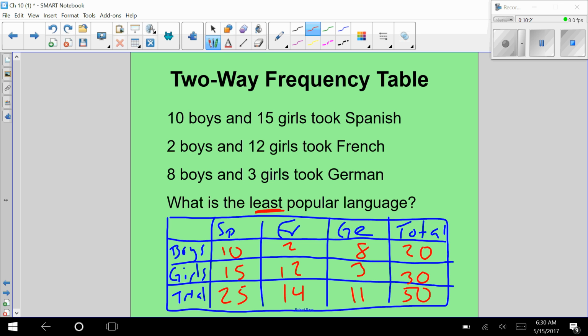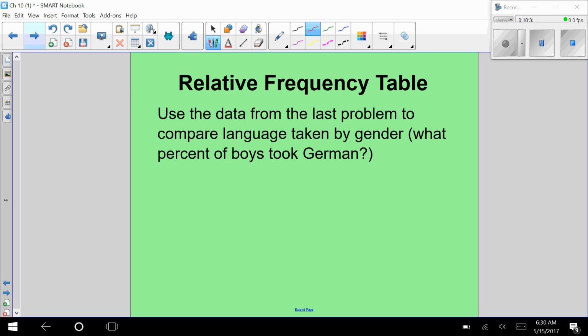The least popular language had the least number of people that took it, and that was German, because only 11 people took that. You will also have to make a relative frequency table.